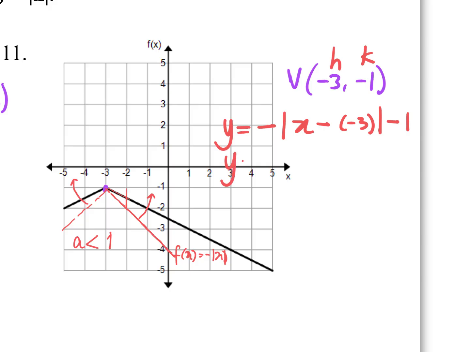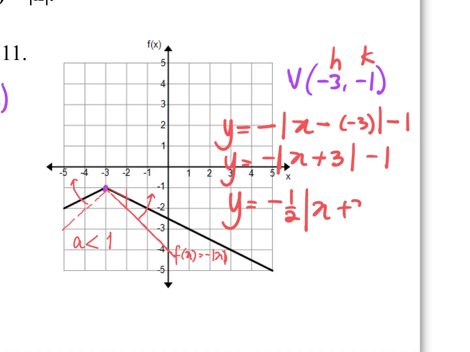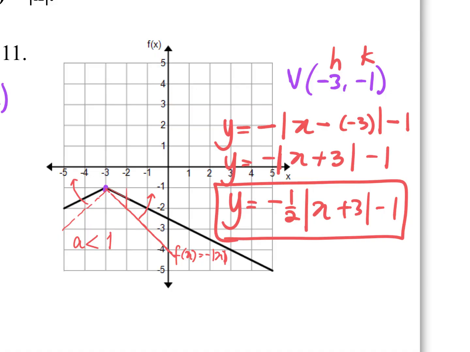Okay, let's continue to simplify them. Negative absolute value of x, negative multiplied by a negative is going to give you plus 3 minus 1. So this is going to be our, but we're not done yet, okay, because what about the vertical shrink by 1/2? So we can say that our final now is going to be negative 1/2 |x + 3| then minus 1. So this is our final equation in here.